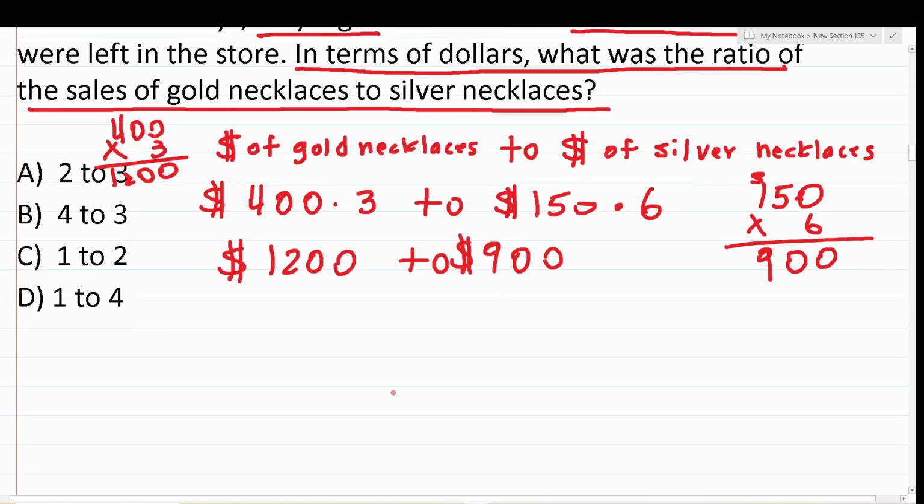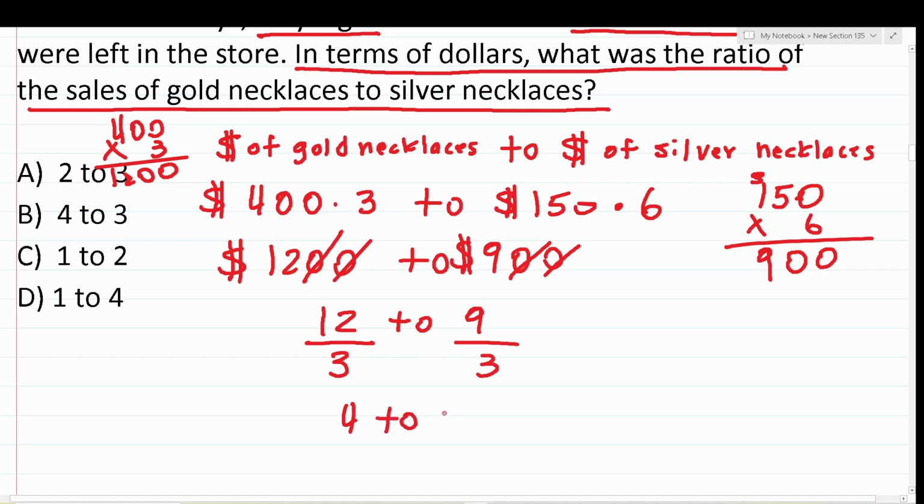And if you look at our answer choices, you can see that 1200 to 900 is not there. And that's because we can actually reduce this ratio pretty quickly. Again, we can cross out corresponding zeros. So I'm going to cross out 2 zeros here and 2 zeros here. This becomes 12 to 9. And you should also recognize that 12 and 9 have a common factor of 3. In other words, I can divide both 12 and 9 by 3. 12 divided by 3 is 4.